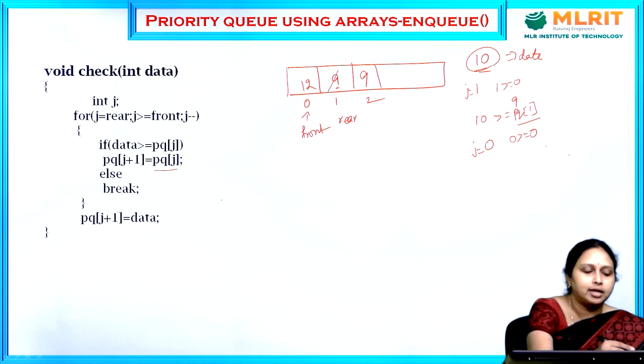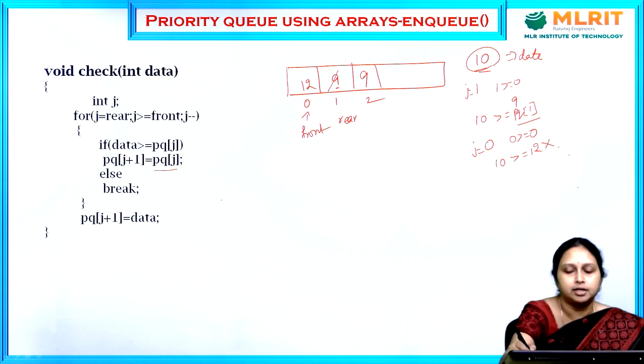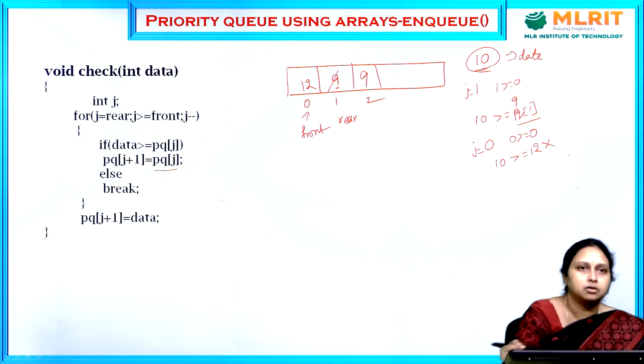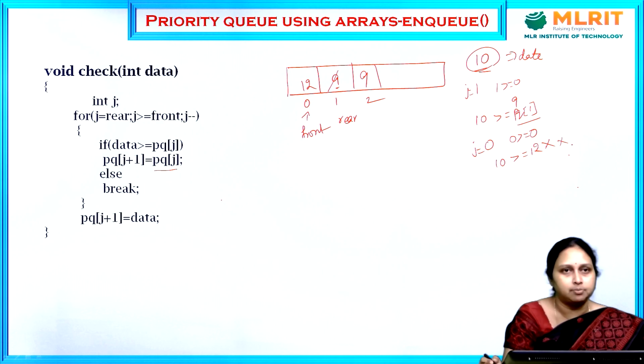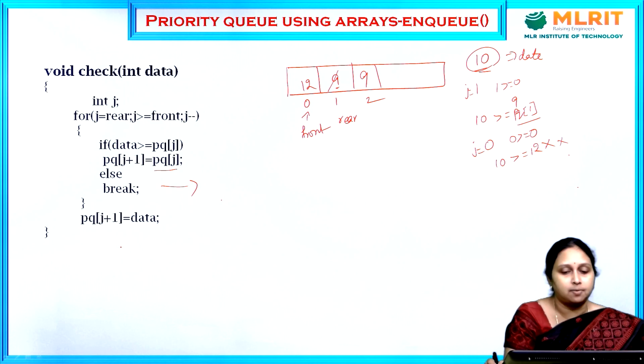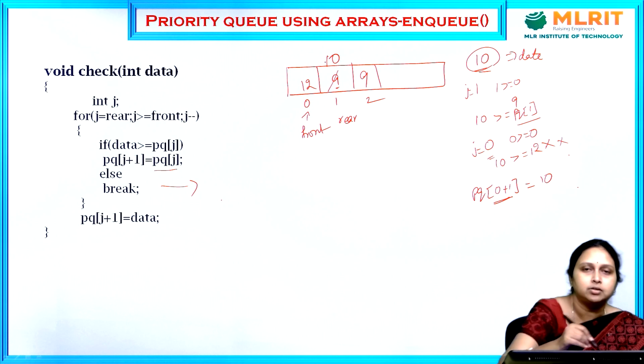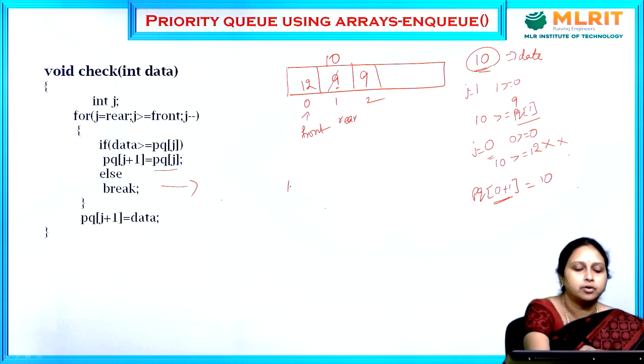Now again it will be checking for the data value. The 10 value is greater than or equal to PQ of J value. J value is now 0, and PQ of 0 is 12. 10 is not greater than or equal to 12. Now it will be coming to the else part and your loop will be terminated. Now PQ of J plus 1 equal to data. What is your J value now? J value is 0, 0 plus 1, PQ of 1 equal to data value 10. Here we are going to insert the element 10. Now you are going to have 12, 10 and 9 present in your list.